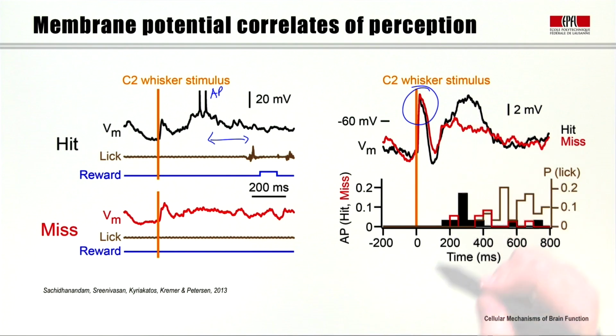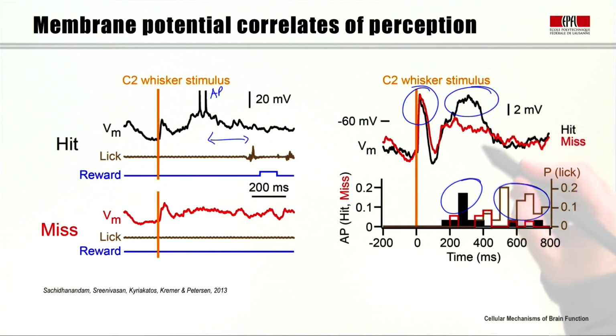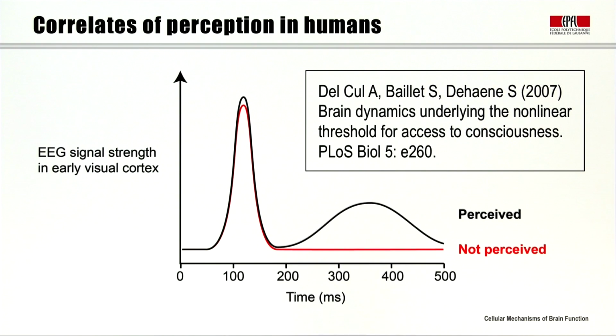At later times, these two traces diverge, with depolarization being more prominent on hit trials than miss trials, and that's accompanied by enhanced action potential firing on hit trials compared to miss trials, and all of that precedes the licking by some hundreds of milliseconds. So here in this late component of activity, we have something that correlates with the subjective percept of the animal as reported by licking. We think that late depolarization correlating with subjective percept is interesting because similar results have been found in humans.